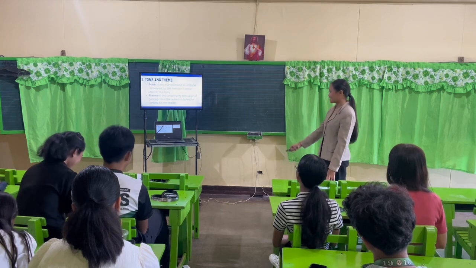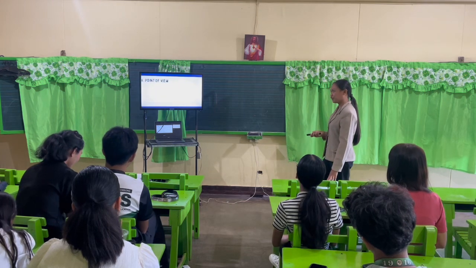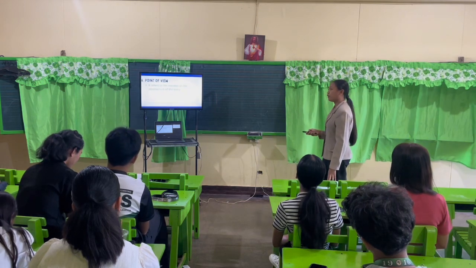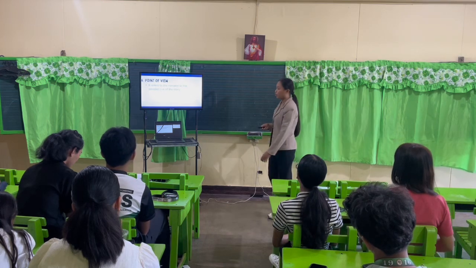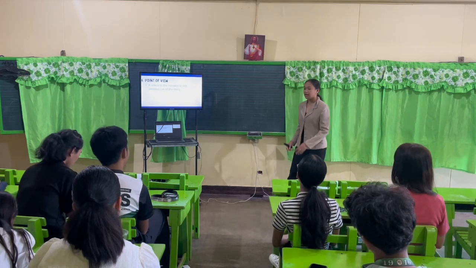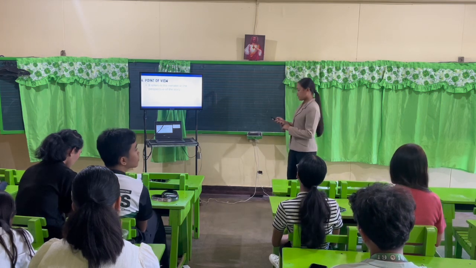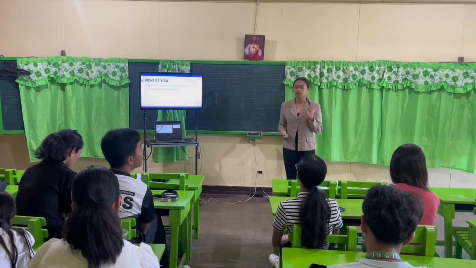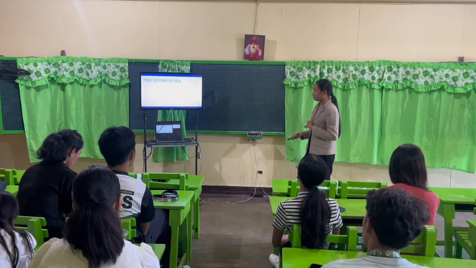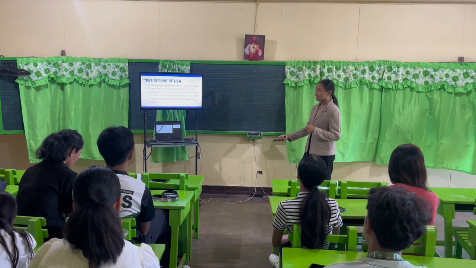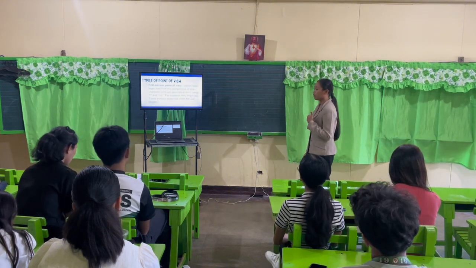So next is the point of view. Point of view refers to the narrator or the perspective of the story. It answers the question, who is telling the story? Under the point of view, we have three types. And these are, first, the first person point of view.